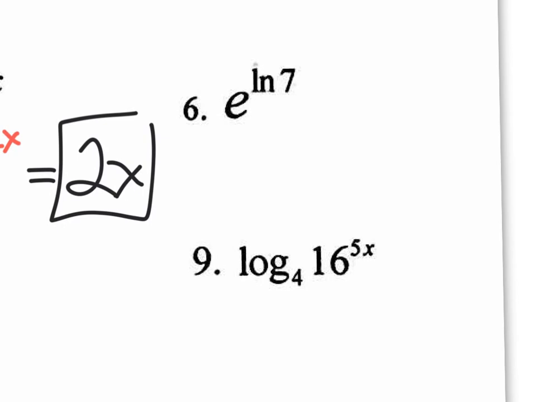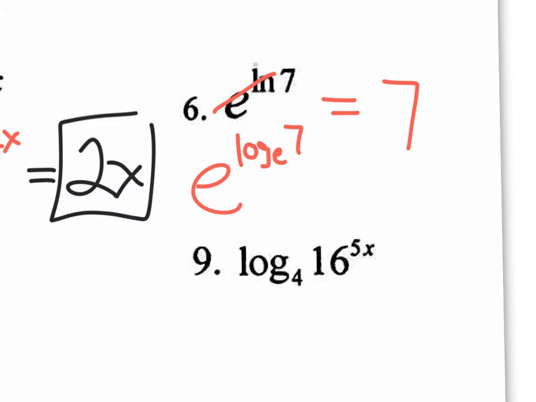Number 6, e to the ln. Again, ln is log base e. So we know that that's going to cancel out, and the answer is going to be 7. Showing my work, it would be e to the log base e of 7, and the e and the log base e cancel out, you get 7.